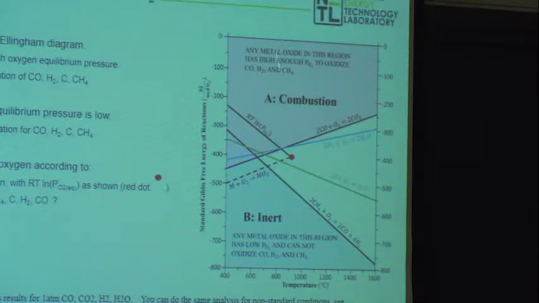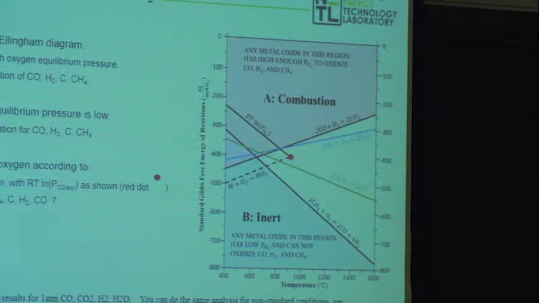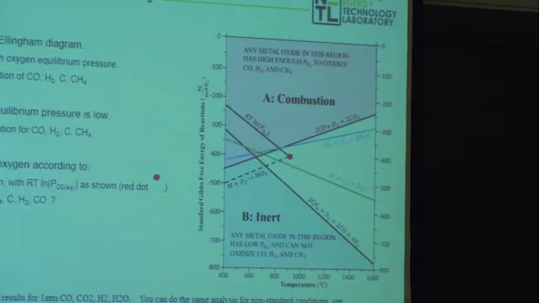So up above this line, everything will get burned if you have a metal sitting up in here, all right? There are metals like that. You know, silver has a very high oxygen partial pressure. I think silver sits way up in here, right? So it'd be really great as a chemical looping carrier, low temperature, right? So there are metals that would sit up there.